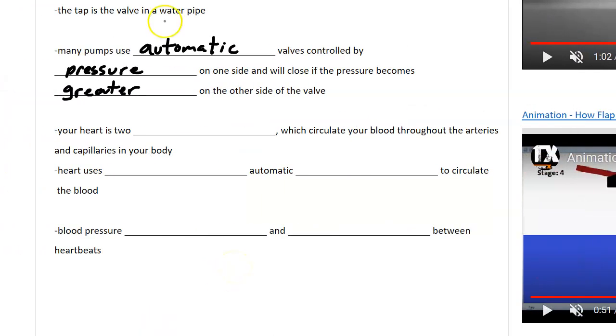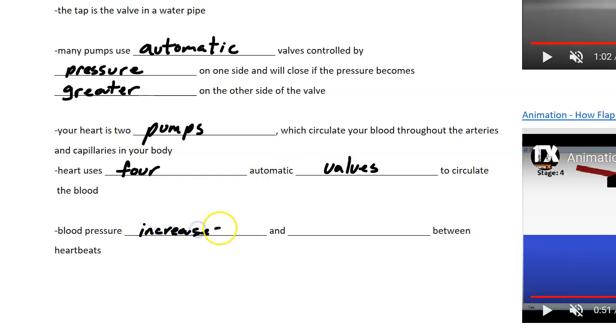Now your heart is basically 2 pumps which circulate the blood through the arteries. The heart also uses 4 automatic valves, which circulate the blood, and blood pressure increases and decreases between beats.